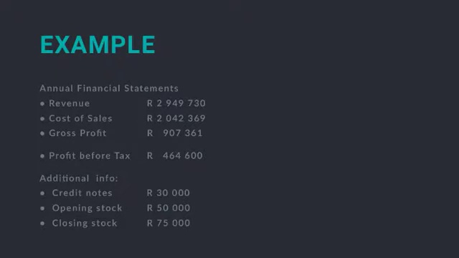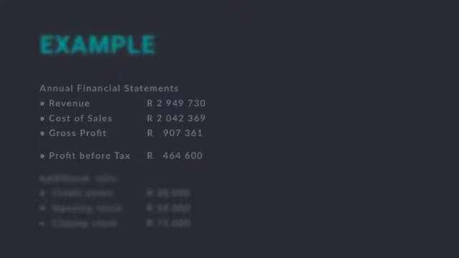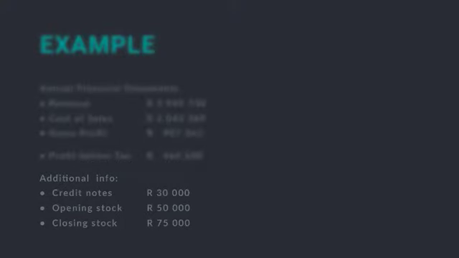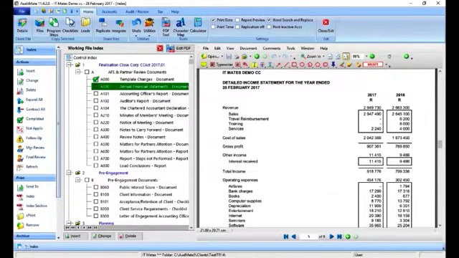Okay, so on my PowerPoint presentation, there's my revenue figures, my cost of sales, gross profit, my profit before tax. We're just going to come back to these numbers to check them as we go along. And then we're going to do some adjustments for credit notes and opening and closing stock. All right, so assume we've prepared these financials up to that point, and now we're going to go to ITR14. So we just click on the tax tab at the top here.